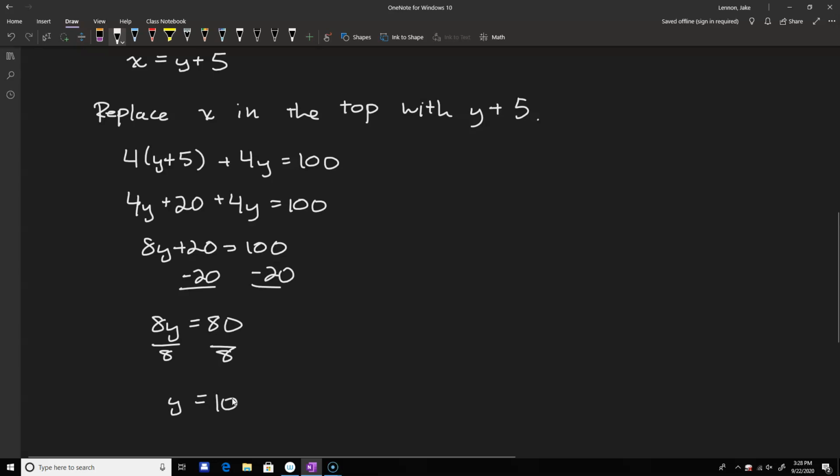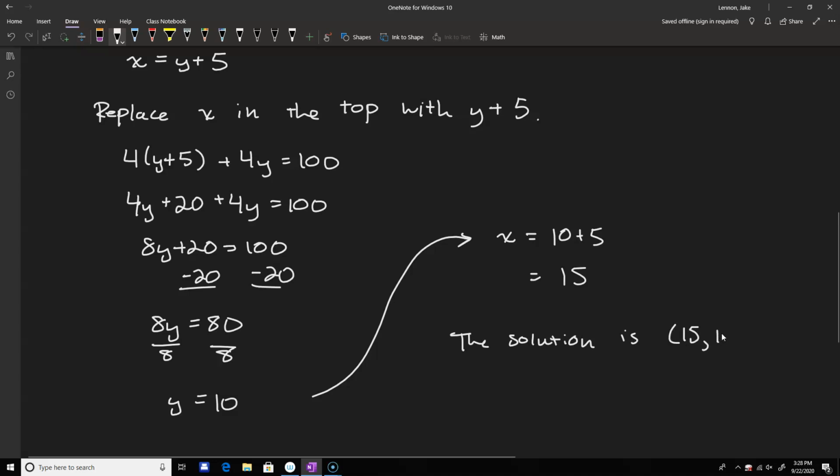Now remember that solutions to these equations are typically ordered pairs, so you want to find x as well. We remember x is just y plus 5. So x is 10 plus 5, which means it's 15. So the solution here is the ordered pair (15, 10). That would be the point where the lines intersect. So that's the main idea with substitution.